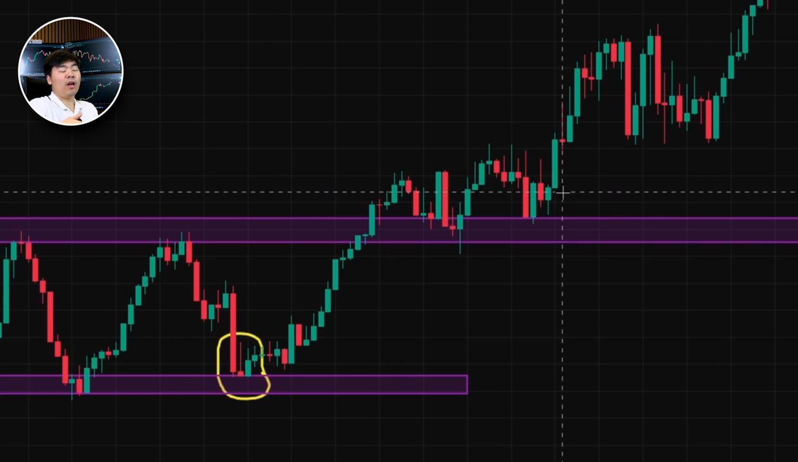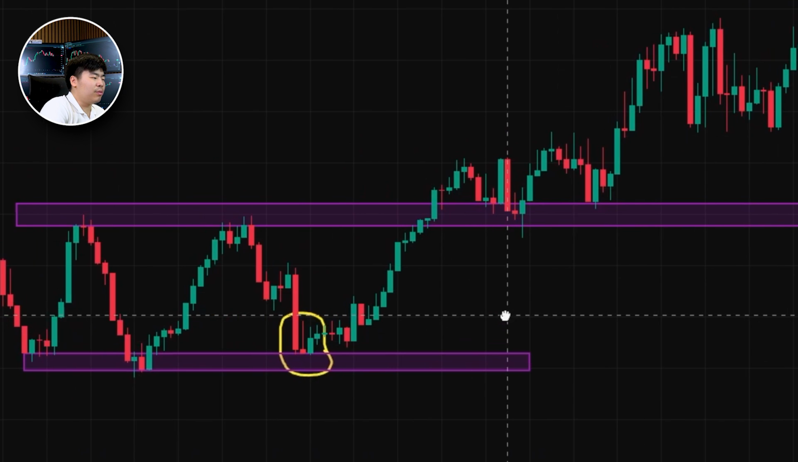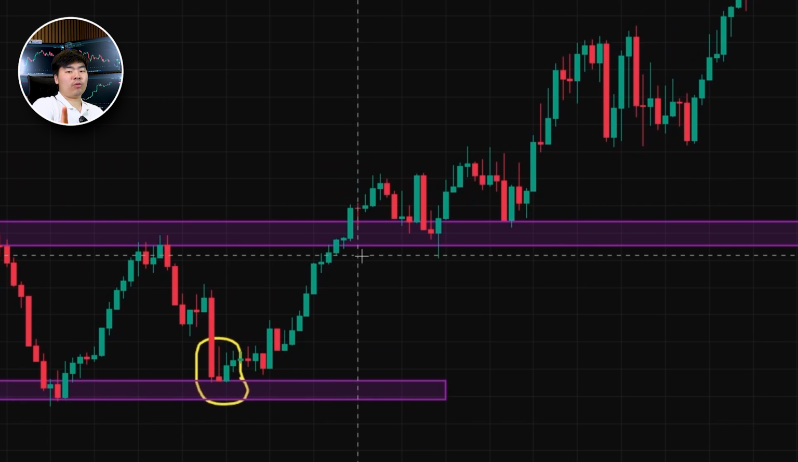Yes, support could become resistance, and then resistance could become support, usually side by side. So yeah, but you need to pay attention. Support is like a floor, resistance is like a ceiling. If a support or resistance level is broken, it means the price would go in that particular direction quite aggressively.